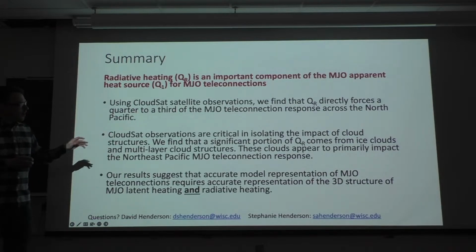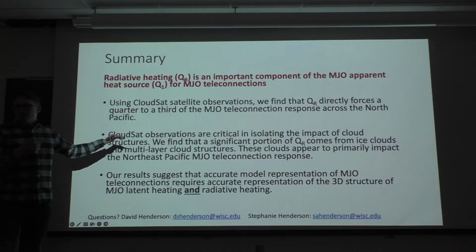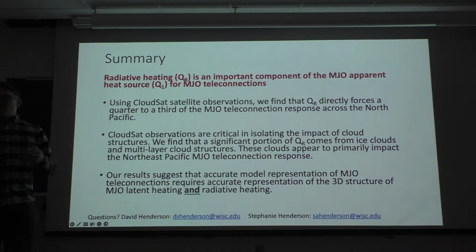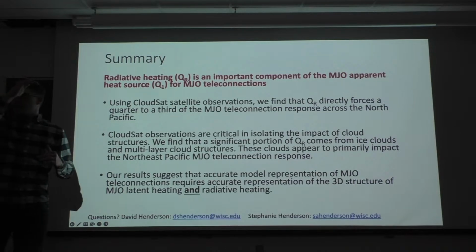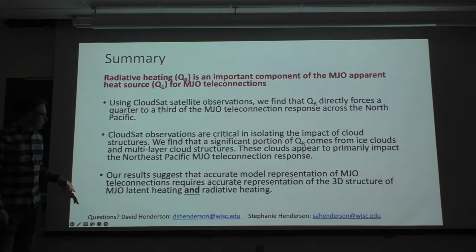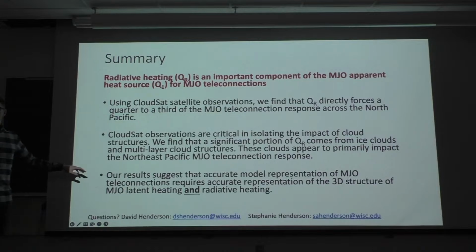And further, from a passive sensor standpoint, these multi-layer cloud structures can sometimes be commonly defined as a thick mid-level cloud instead of a cirrus cloud. And so these results really suggest that the model representation of the MJO and the teleconnections needs to make sure they're well representing not only precipitation processes, but really nailing down those ice processes. And I will end it there.